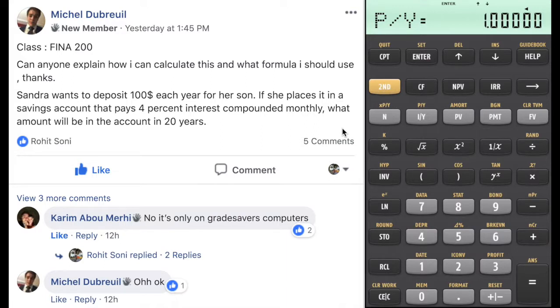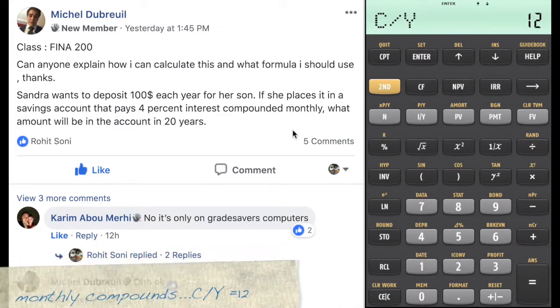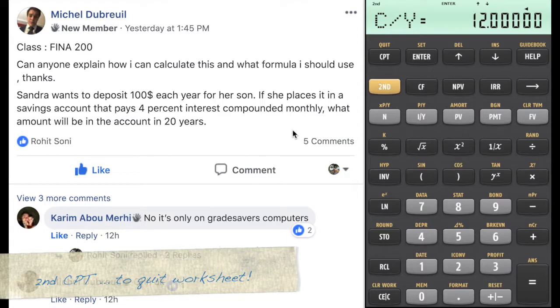We can now press the down arrow, and now you're going to see CY on the screen. CY simply stands for compounds per year, and since this rate is compounded monthly, we're going to set CY to 12 by pressing 12 followed by enter. We can now hit the up or the down arrows to ensure that PY and CY are set to the desired values. And once you've done that, you can simply press second followed by compute, because that's how we exit worksheets. Notice how on top of compute it does say quit.